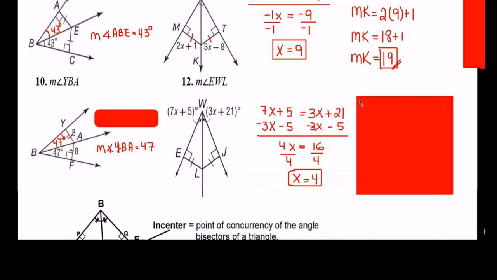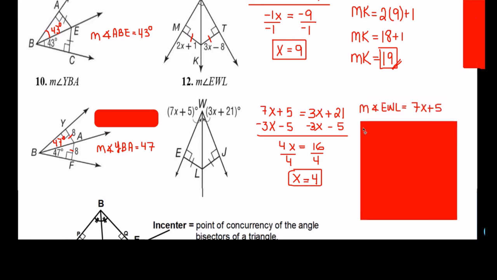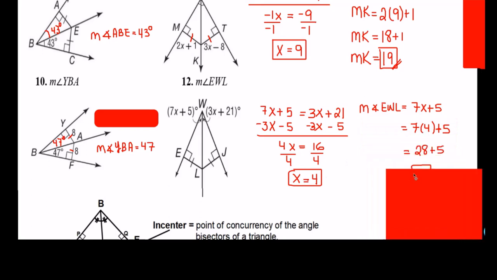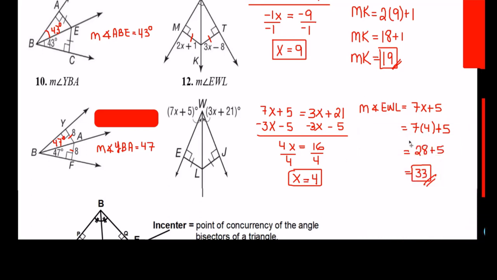Now remember, we're not looking for x, we're looking to find the value of EWL. So basically 7x plus 5, we plug in the x that we found, and the final answer is 33.